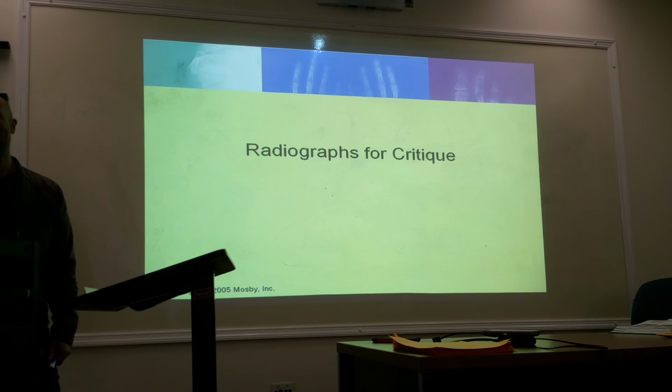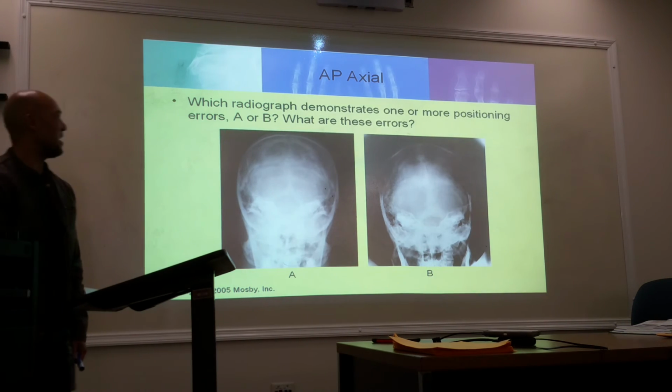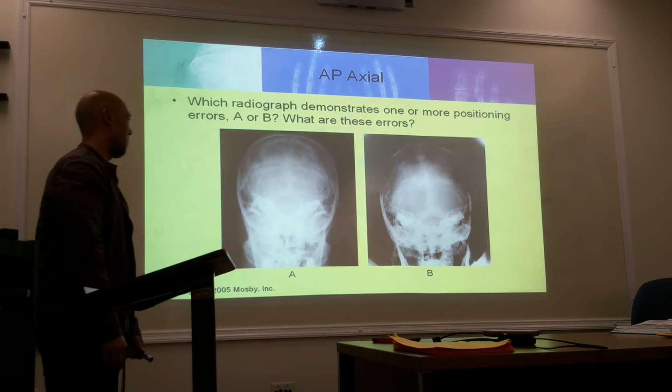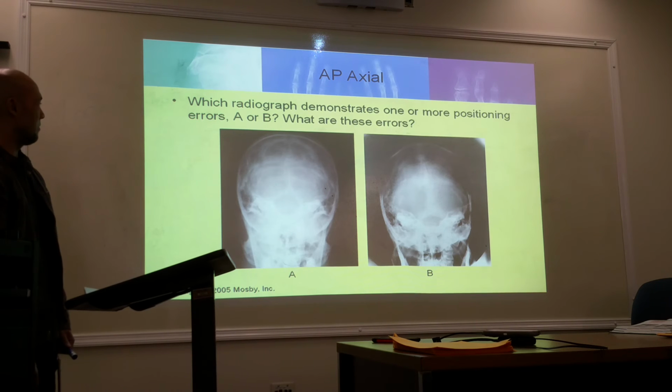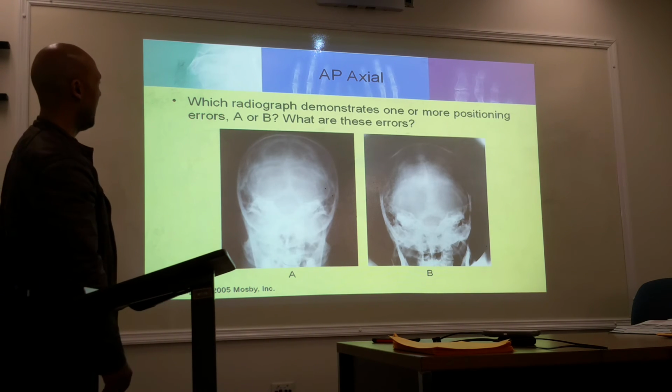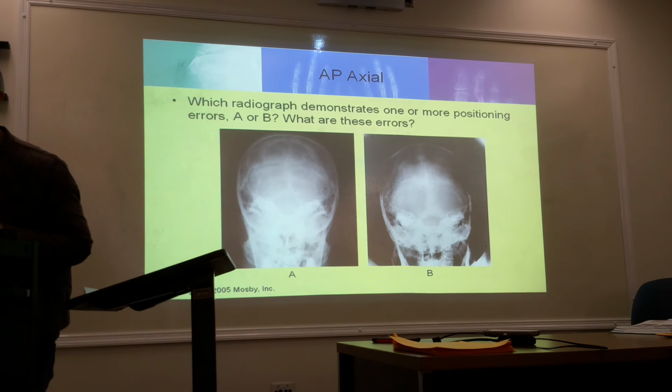Great questions. All right, AP axial. Which radiograph demonstrates one or more positioning errors? A looks like it's a big mess. I agree. B, I mean, unless you want all of that, because you've got the alien.